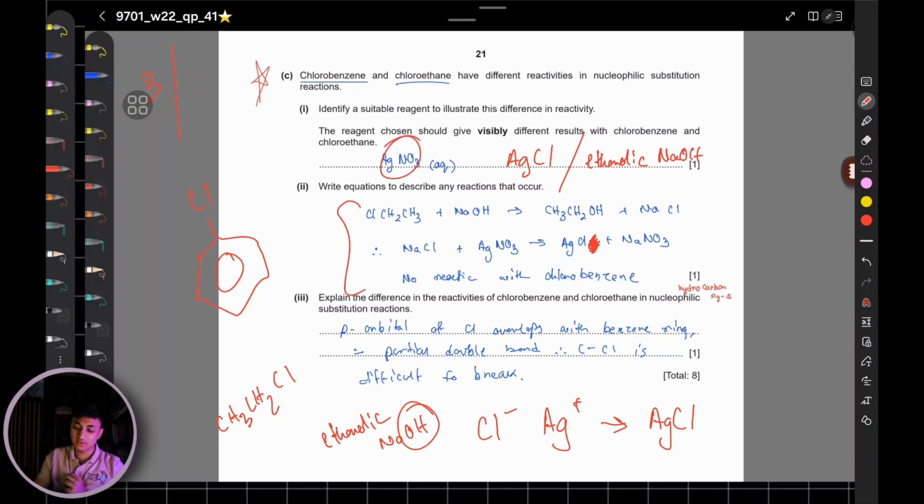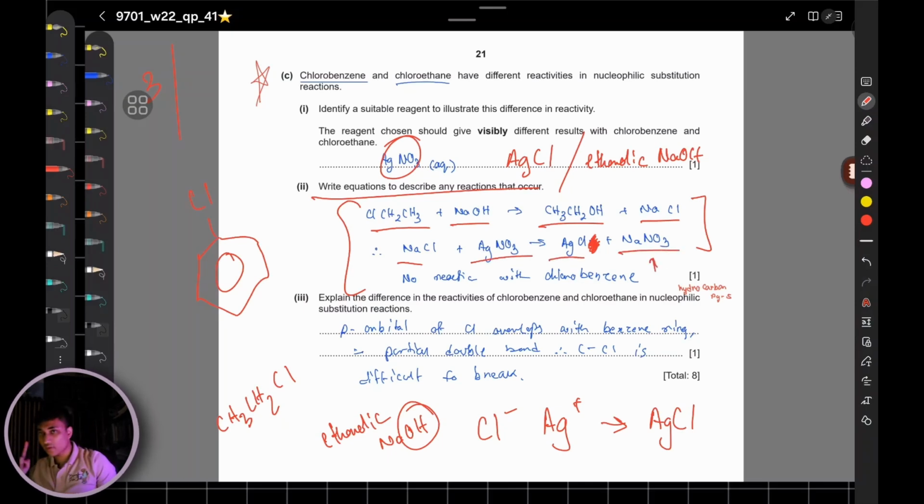And then, write the equation to describe the reactions that occur. In case of this question, you're going to provide the step-by-step process of this chloroethane reacting with NaOH, forming the alcohol and salt. And this salt reacting with AgNO3, forming AgCl and NaNO3. This is one thing you can do.